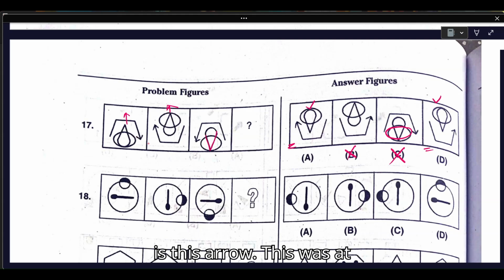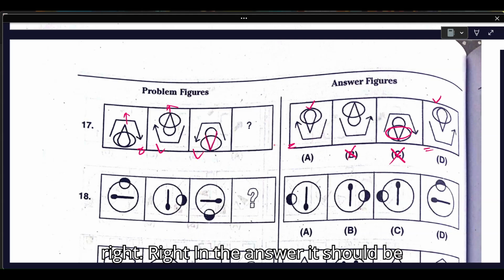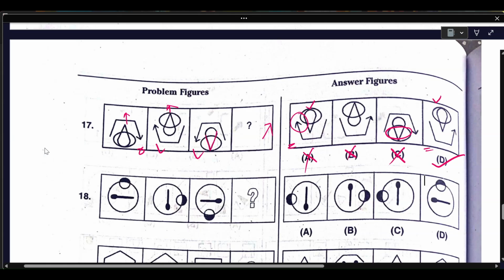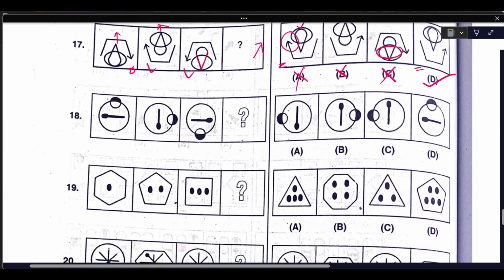This arrow was at right side and it became left, and it is left. It should be at right. In the answer it should be at right, but it is in left. So A is eliminated finally. Correct answer is D. And next, this is 18.